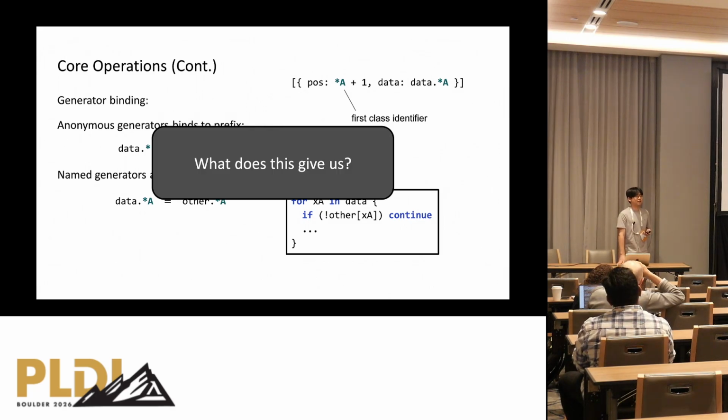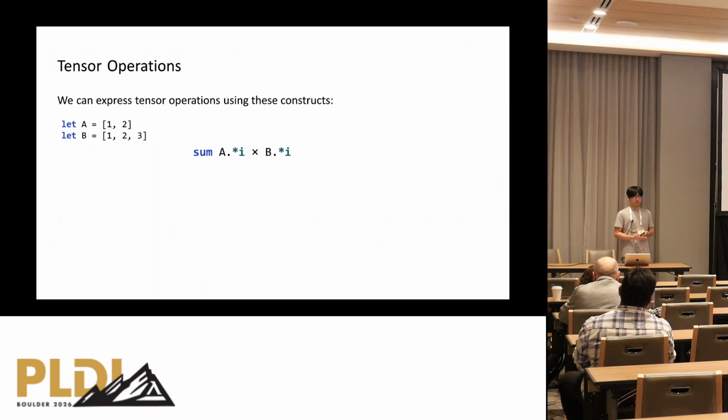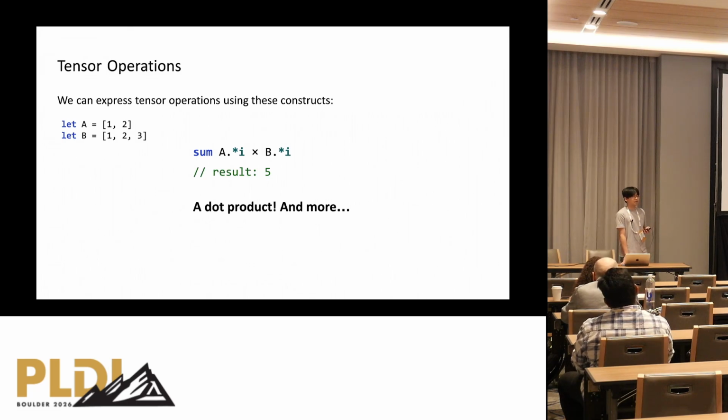So what does this syntax in RHYME give us? We can see that we can apply these to tensor operations as well. For example, we have A and B, which are two vectors, and then we can have a query which says sum A.star I times B.star I, and as we saw before, we have the shared star I following two distinct collections. So we basically perform a co-iteration over the two arrays, and then we multiply each value, and then we sum all the results. So this is just a dot product, and it gives us 5.